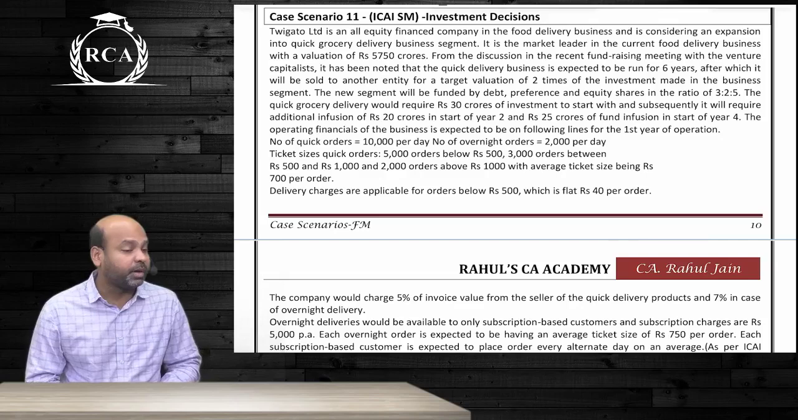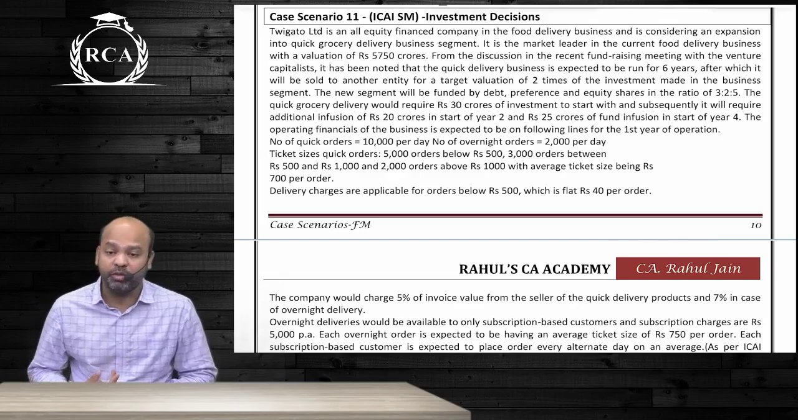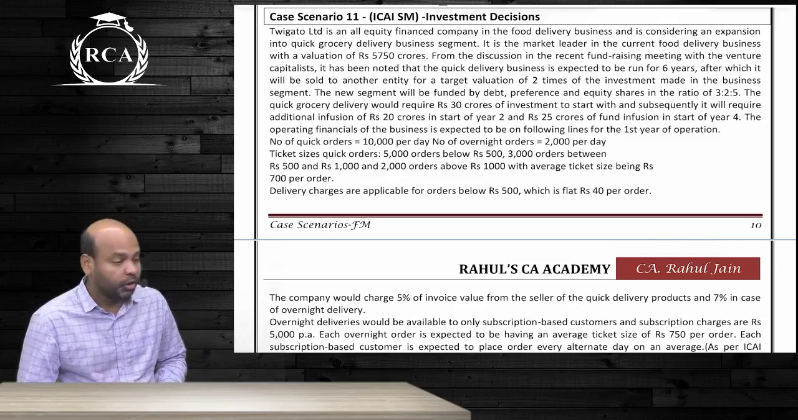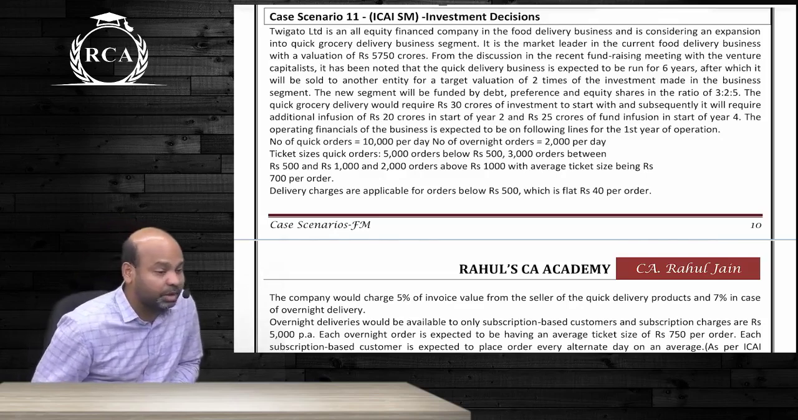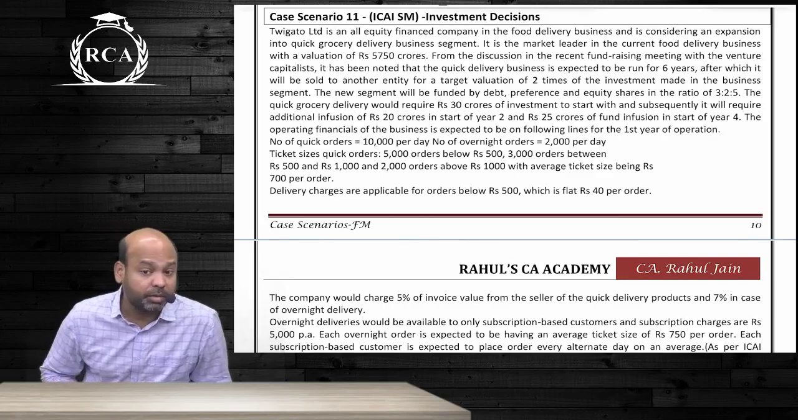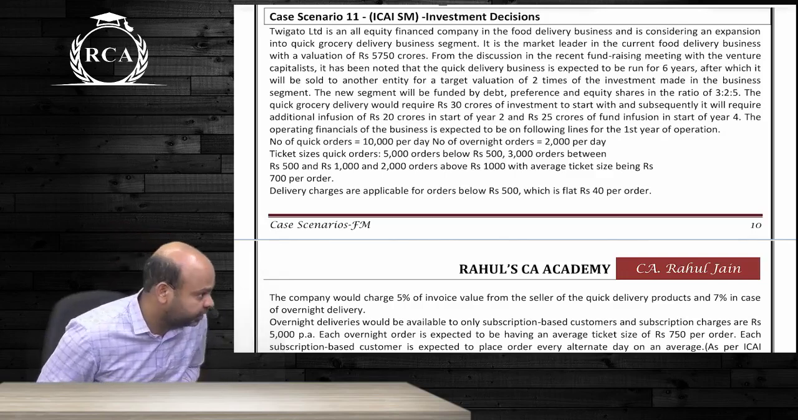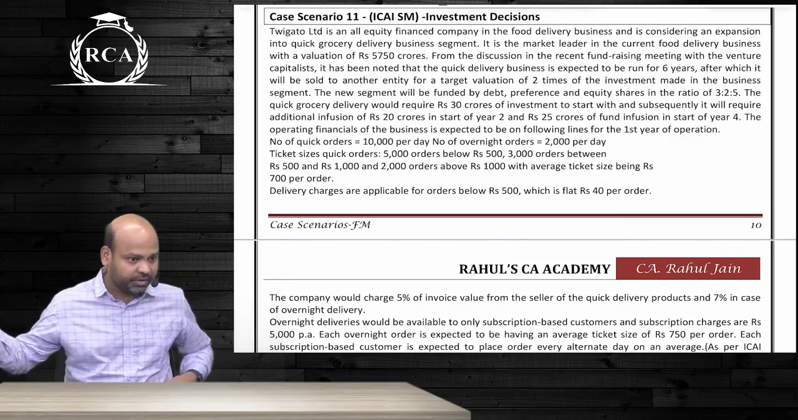Jitta bhi tum investment kar rahe ho, guys, that into 2 times will be your terminal cash flow. You are going to sell this business at the end of 6th year for double the amount of investment made. This is apart from the periodical cash flows that you are going to realize. Every year you will keep getting some cash flow from the business.